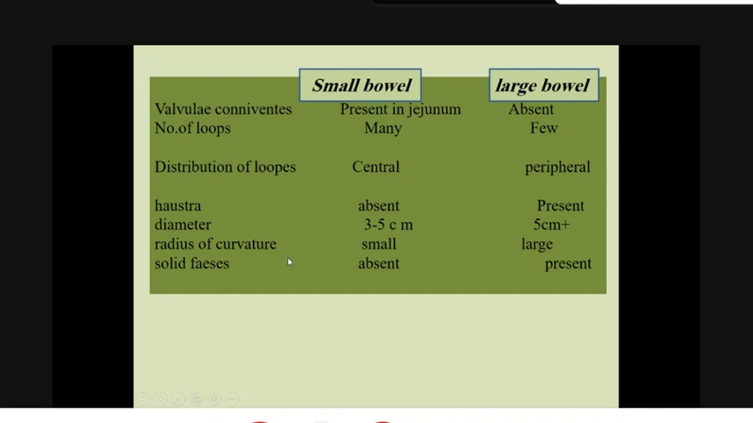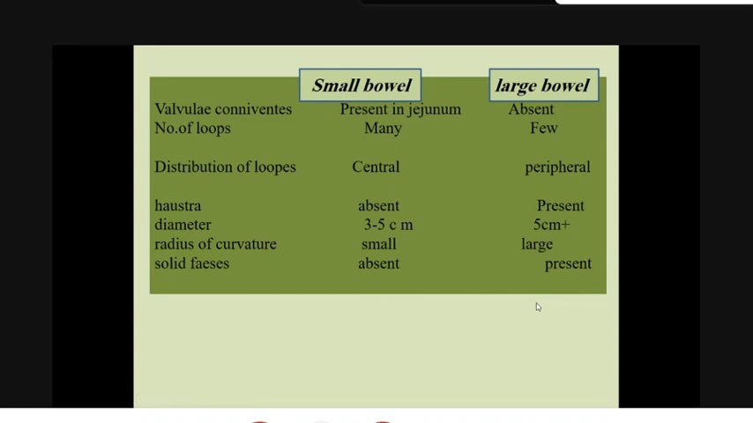Solid feces are absent in cases of small bowel obstruction and present in the large bowel obstruction. واحد يقول المفروض بالعكس يعني احنا ما نشوف solid feces بالlarge bowel obstruction. لا احنا نشوفها بالlarge bowel obstruction because the content is reaching to the large bowel. But if the small bowel is obstructed, no fluid, no gas, and no material is reaching to the large bowel, so the solid feces will be absent in the small bowel obstruction and present in large bowel obstruction.